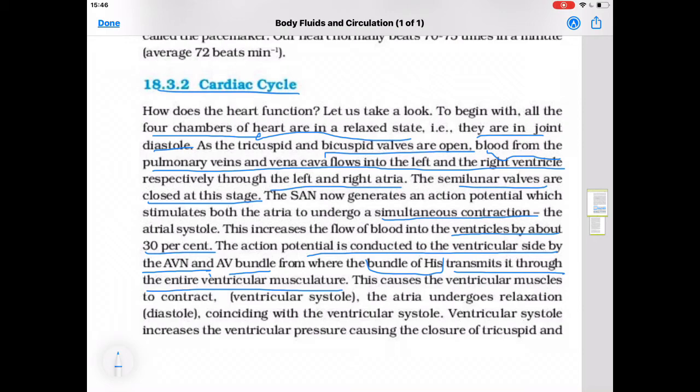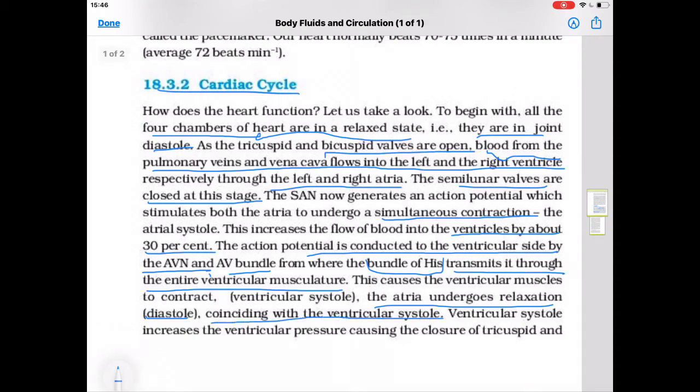This causes the ventricular muscles to contract. Now the ventricles contract. This is known as ventricular systole. When the ventricle contracts, the word is systole. But now the atria undergo relaxation. That is, now the atrium is at the diastole stage, coinciding with the ventricular systole.